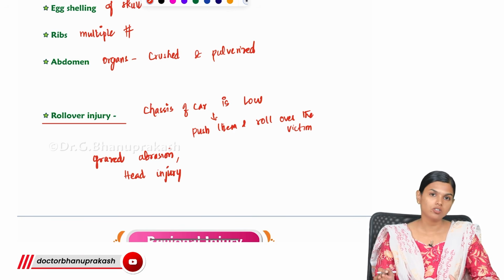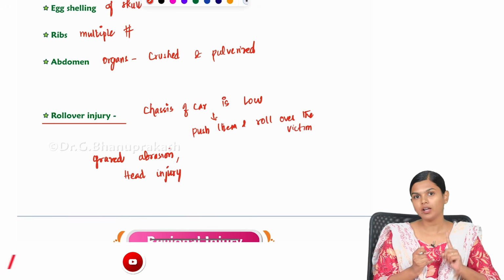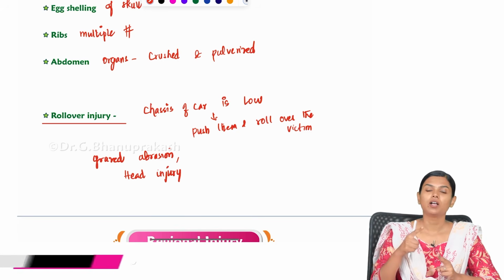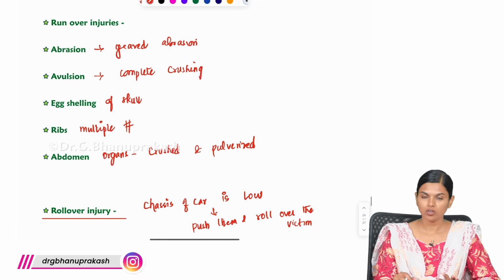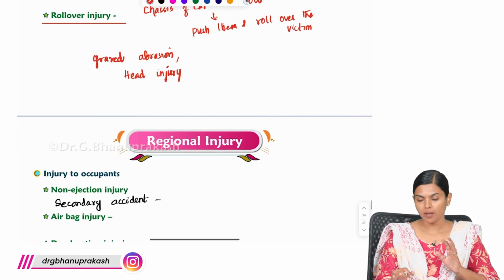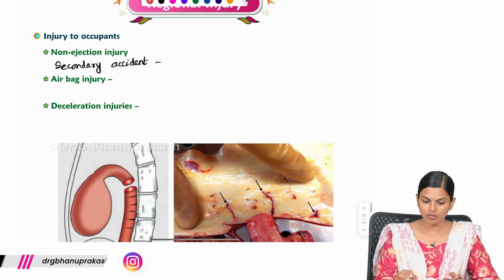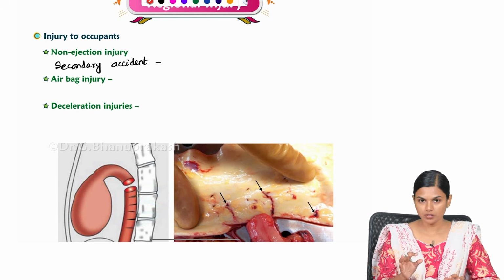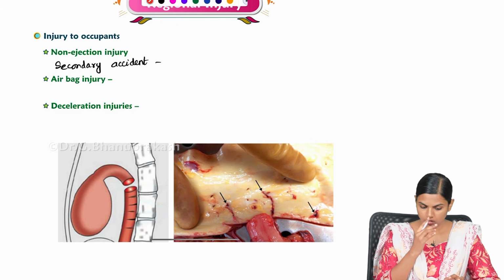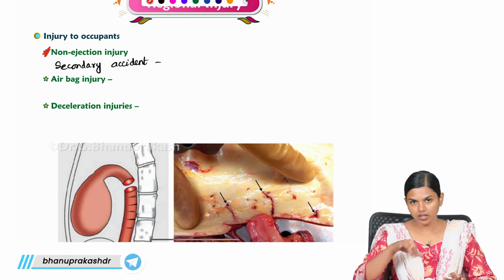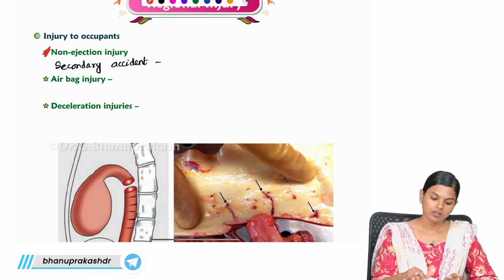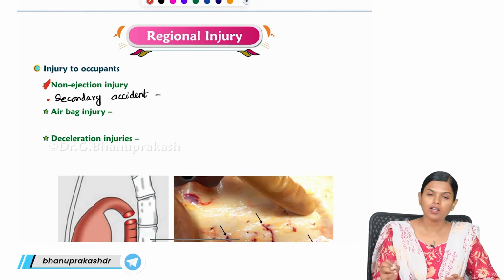So these are the injuries that you can commonly expect to see in pedestrians: primary impact, secondary impact, secondary injury, then rollover injury and run over injury. Waddell's triad you have to know. So this is about pedestrians. Now we are going to see the occupants of the vehicle. If it is a non-ejection injury and they are wearing the seat belt, this secondary accident will happen.